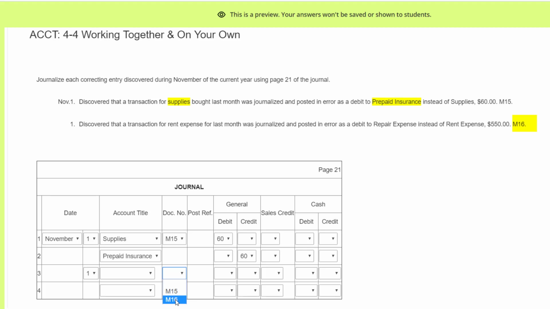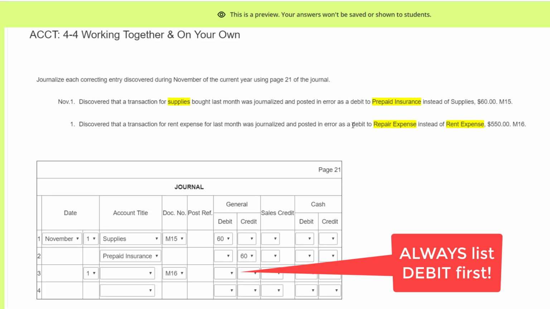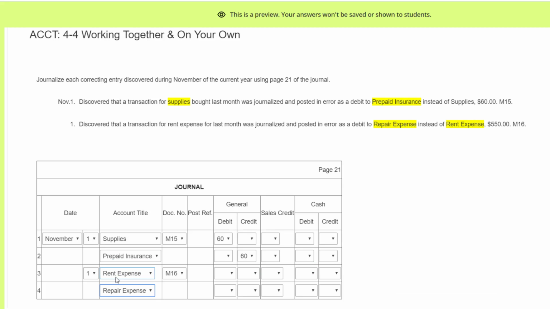On my second journal entry, it's also the first. It is memorandum 16. It says, discovered that a transaction for rent expense was journalized and posted in error to repair instead of rent expense. So here is my first account. I've got repair expense, and then I've got rent expense. So I need to determine which one is the debit. So it was posted in error as debit to repair. So the correct one should have been rent expense. So rent expense is going to be my top one and repair is my bottom one. So rent expense is my debit for $5.50 and repair is my credit.